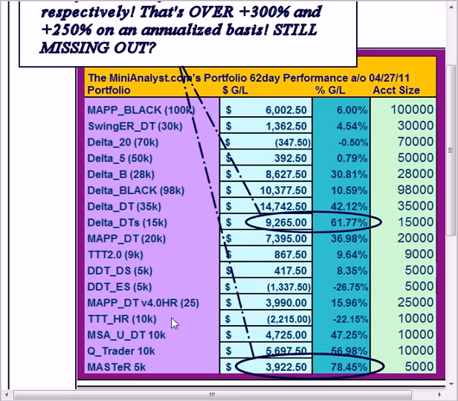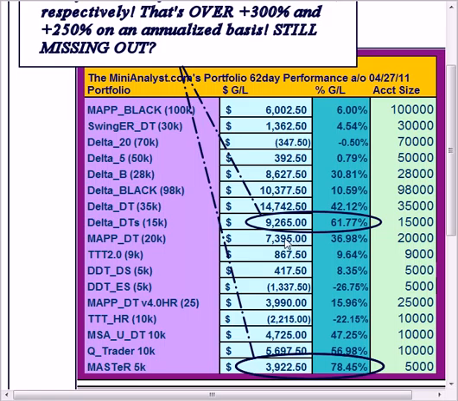What was also impressive was the new Delta DTS portfolio. Sorry about that repeating. That's really come on strong. It's actually up 62%. Now, of course, on an absolute basis, that's $9,265 or so on the $15,000 portfolio. But as you can see, it's in the number 2 spot right here with a 62% return.